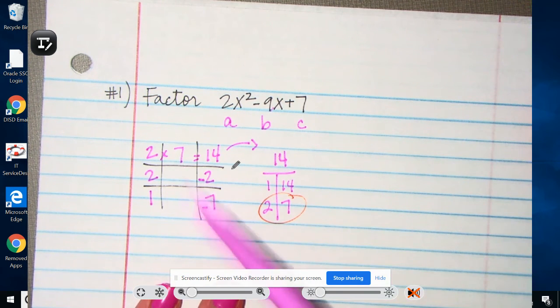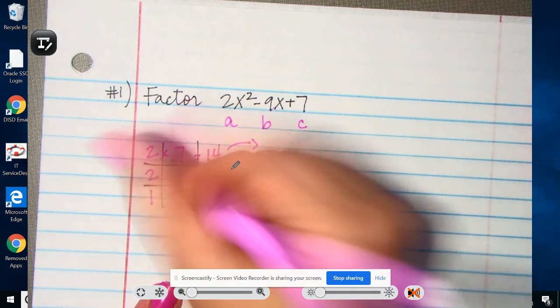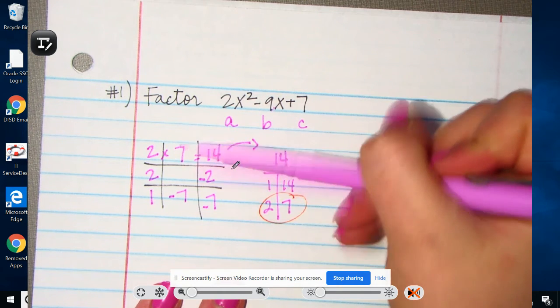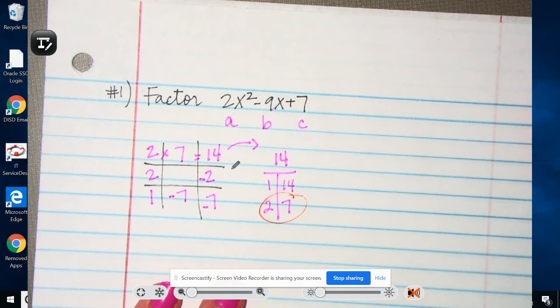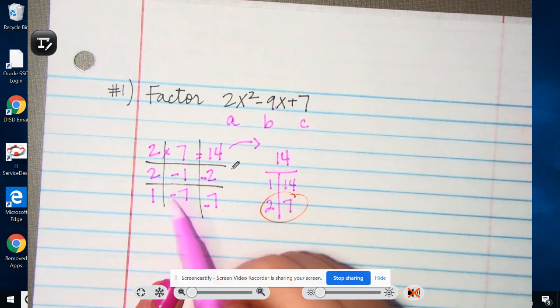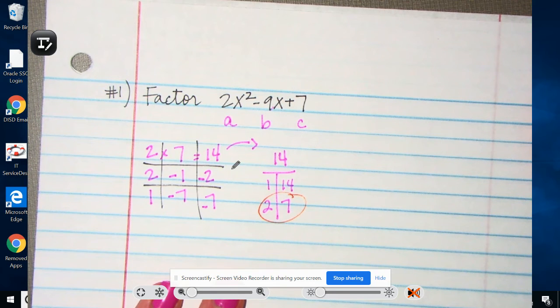Then we're going to fill in our middle column. So we know that if this is 1, these two boxes must be the same. So negative 7. And then you can either work your way up or you can work your way across. You'll get the same answer regardless. So 2 times what is negative 2? That's going to give me negative 1. I also could have done negative 7 times what would give me positive 7. And that would also be negative 1.